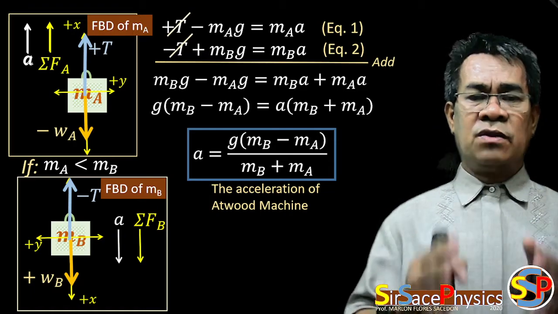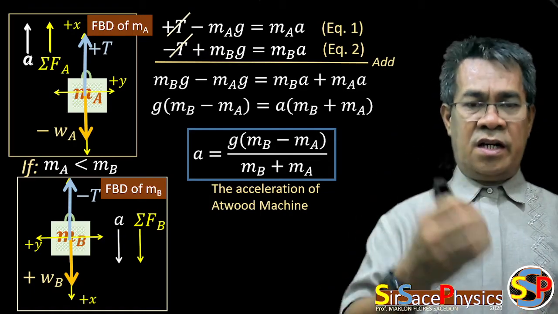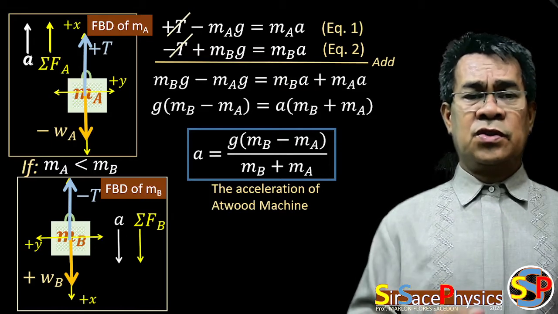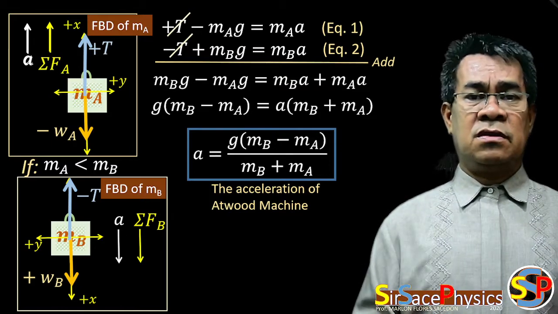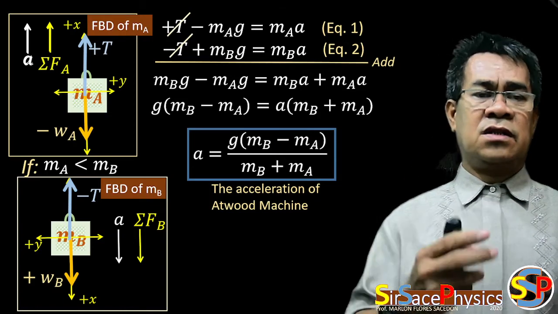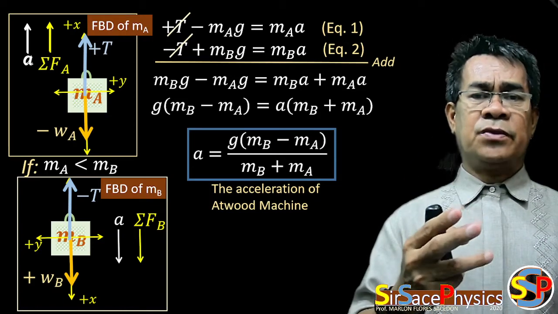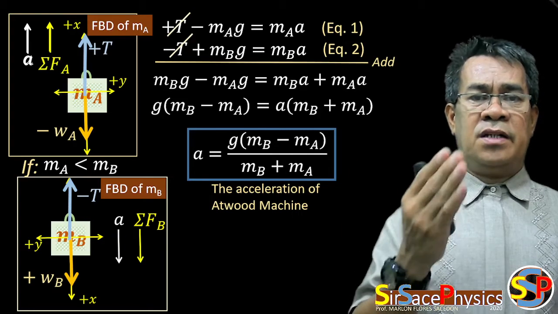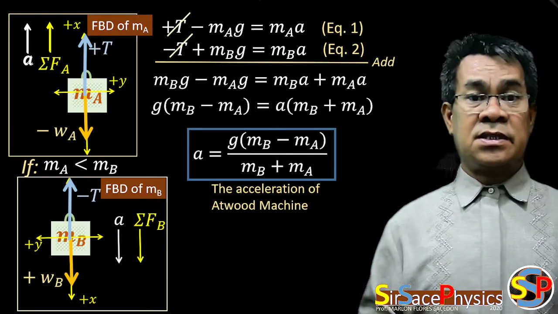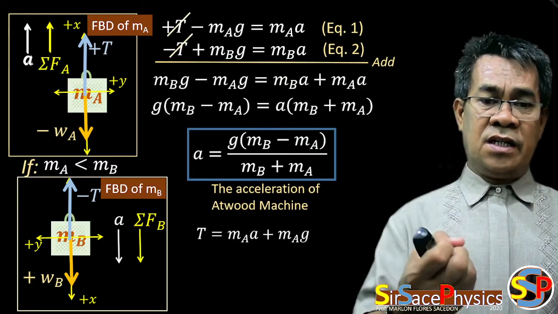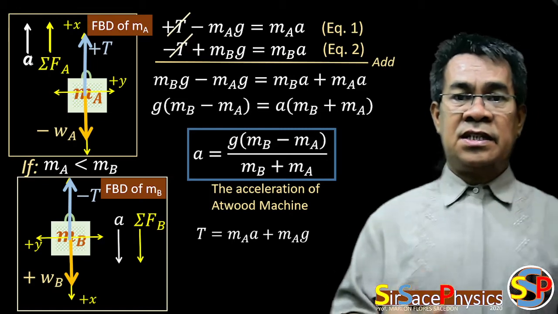Now, if you are solving for T, we already know the acceleration. Suppose you are asked, what is the tension in the cord? Then all you need to do is use equation 1 and equation 2, then solve for T. Any of the two will do. Look at equation 1. If you transpose the term in the left member, the negative mAg, to the right member, it becomes positive. So T can be mA times the acceleration plus mA times g.